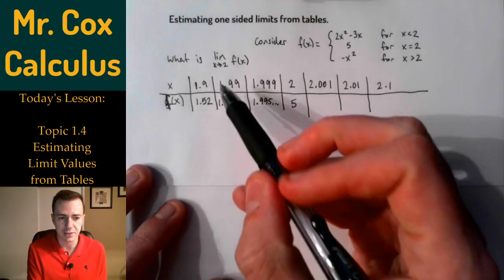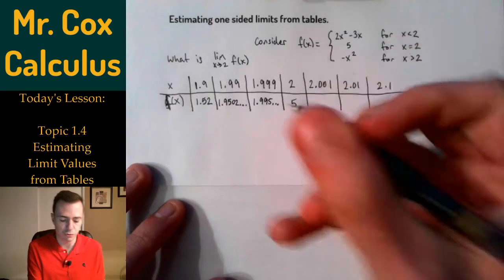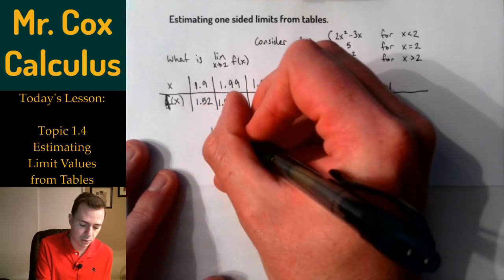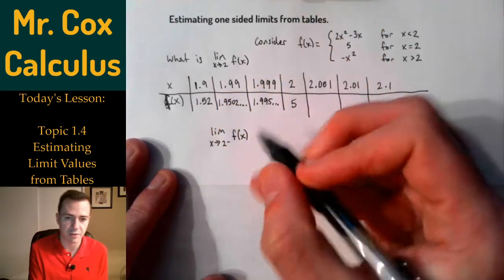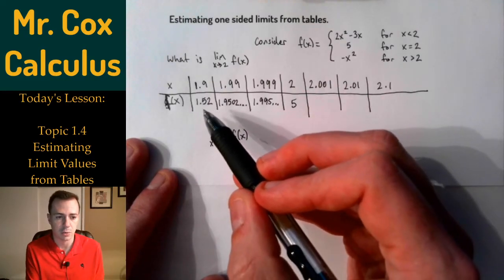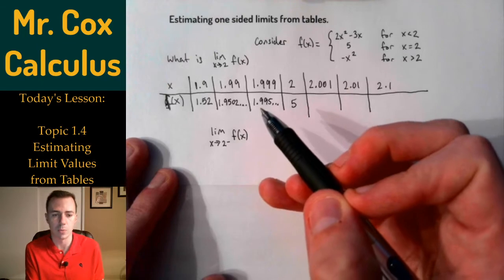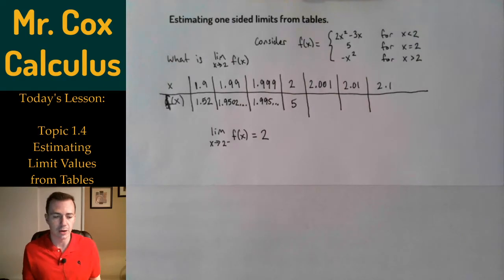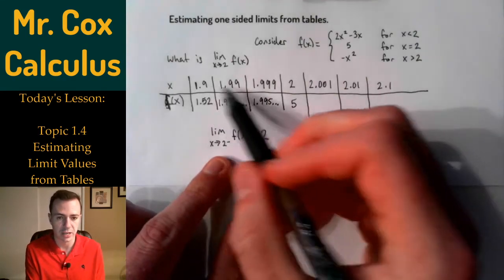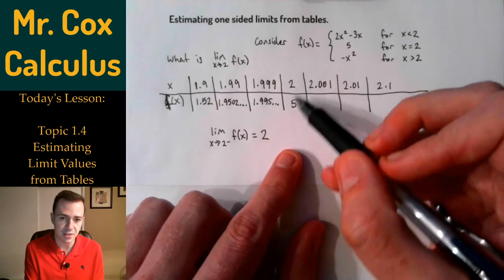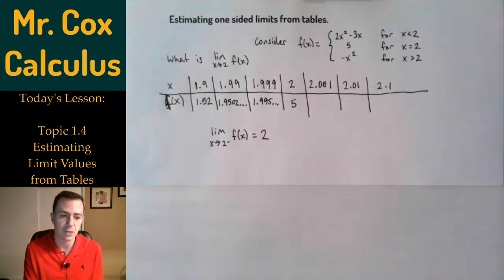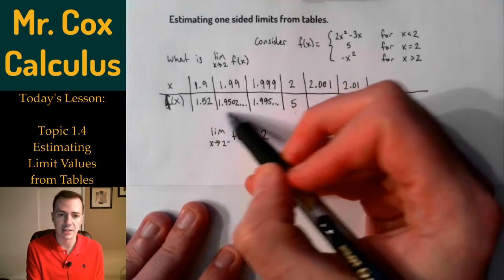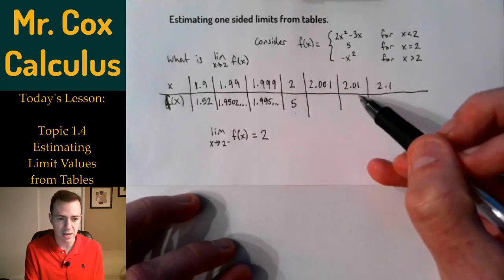So I can already look at this function here as I'm approaching 2 from the left. So I'm going to go ahead and write my limit statement here from the left. As I approach 2 from the left of f of x, the function values 1.52, 1.95, 1.995 are approaching 2. So I can already write my left side limit by looking at these values of the table. And I can already see that that's different from the function at 2. But remember, when I look at limits, I'm not looking at 2, I'm looking at what's happening as I'm getting close to 2.